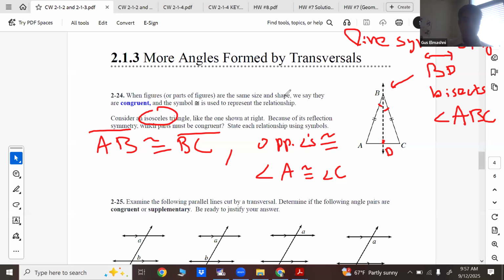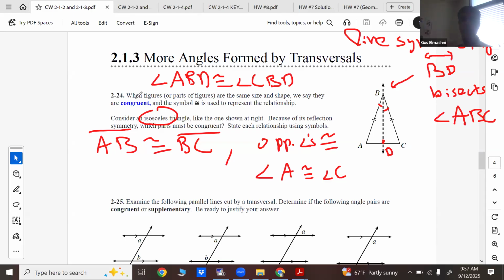So that also tells me what else is going to be the same. Angle ABD is the same as which other angle? The same as CBD. So this is cutting ABC in half. So we got all these different relationships happening. We're in a sausage triangle.